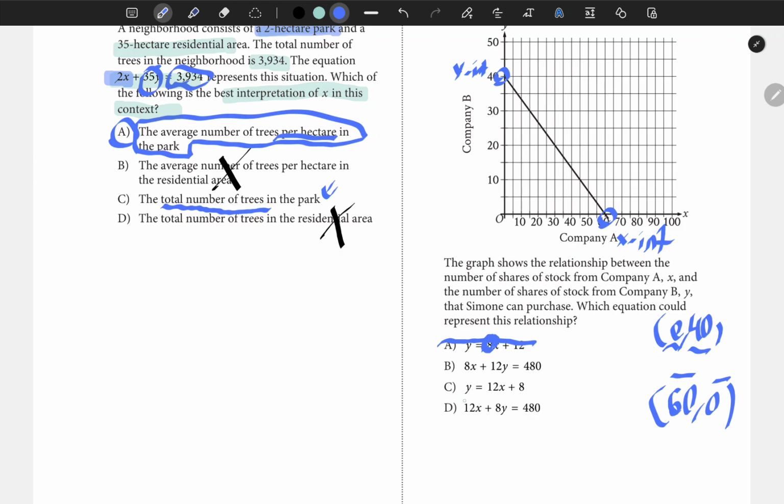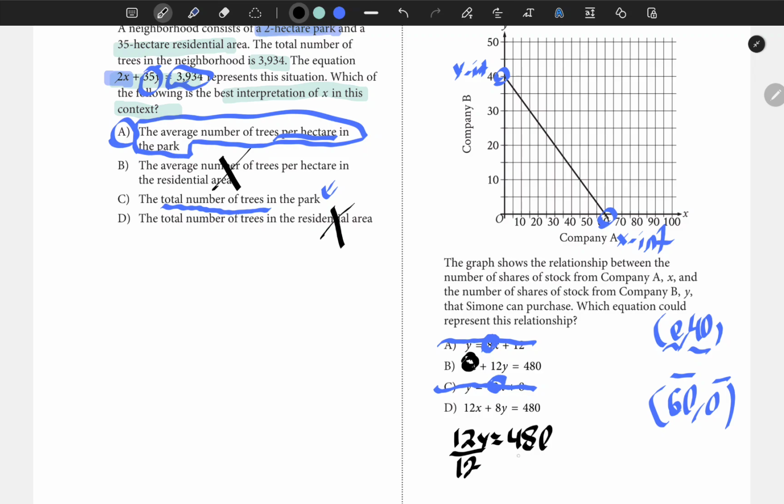Now the third one, same thing. If I plug in 0 for this one, y equals 8, that is not my answer. So we can go ahead and move to the last 2. For the last 2, I'm going to be plugging in 0 again. So I plug in 0 right here, so that cancels out. So now we have 12y is equal to 480.